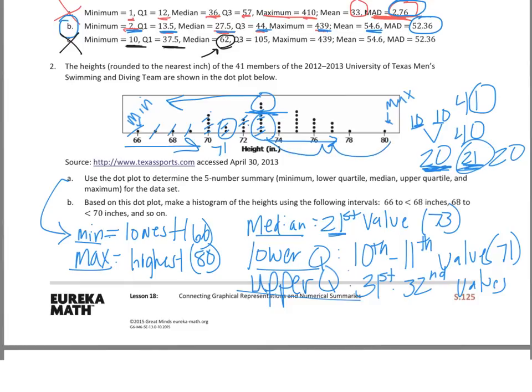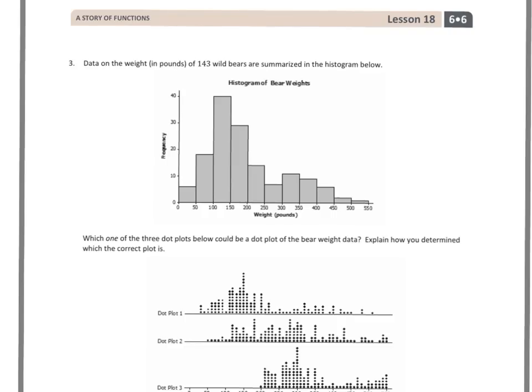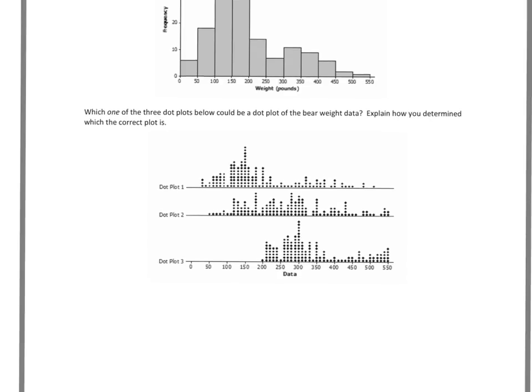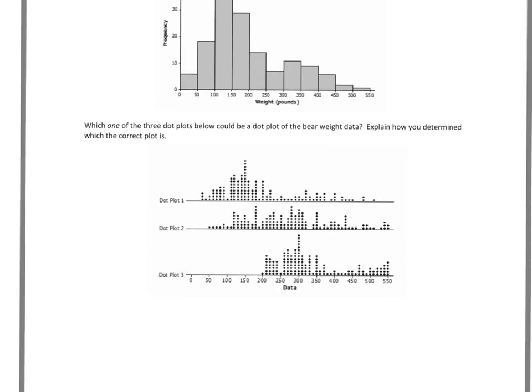Now for B, based on this dot plot, make a histogram of the heights using the following intervals. I'm going to leave that to you to do your histograms. Let's take a look quickly at page 2. And here we are on page 2. So we have data on the weight of 143 wild bears. Which one of the 3 dot plots below could be a dot plot of the bear weight data? Explain how you determined it.